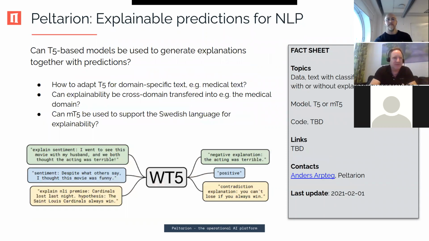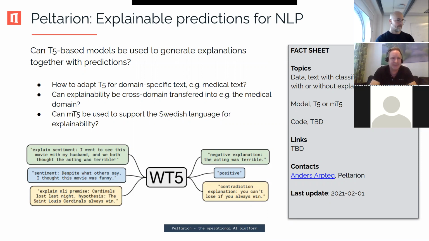Another thing that we have been working a lot with in Peltarion, and have a PhD looking into exclusively, is how to do explainable predictions. And we have this in a number of projects, but one thing that the PhD student is looking into, and we're going to publish something shortly about, is how we can take a model like T5.